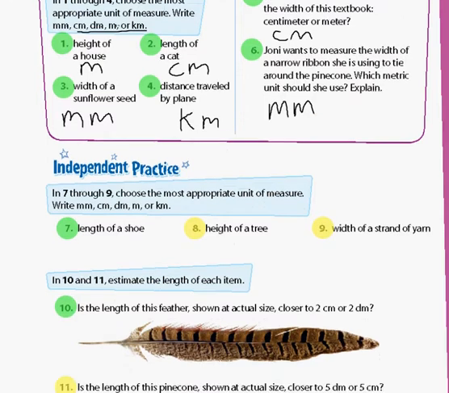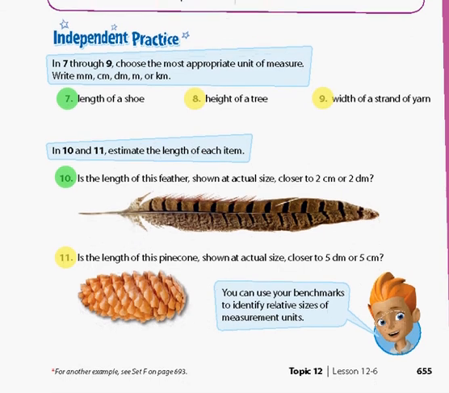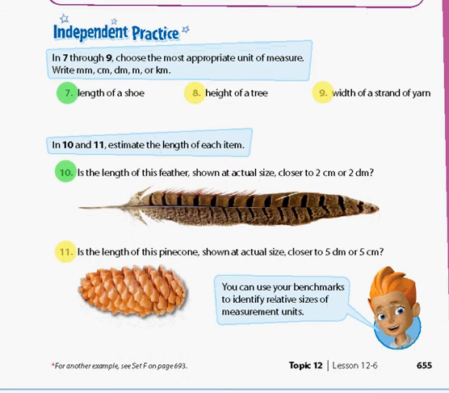Okay, independent practice. In 7 through 9, choose the most appropriate unit to measure. Write which one is correct. The length of a shoe. Okay, if we were doing the length of a shoe, you'd probably do that in centimeters. You could possibly do it in millimeters also. You need to come up on your own the height of a tree and the width of a strand of yarn.